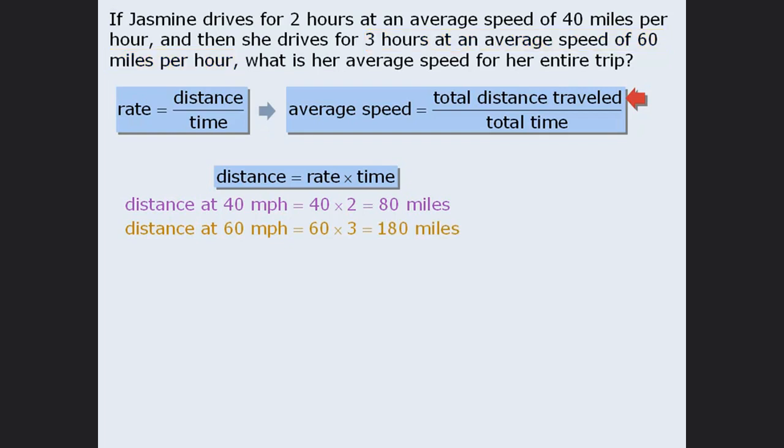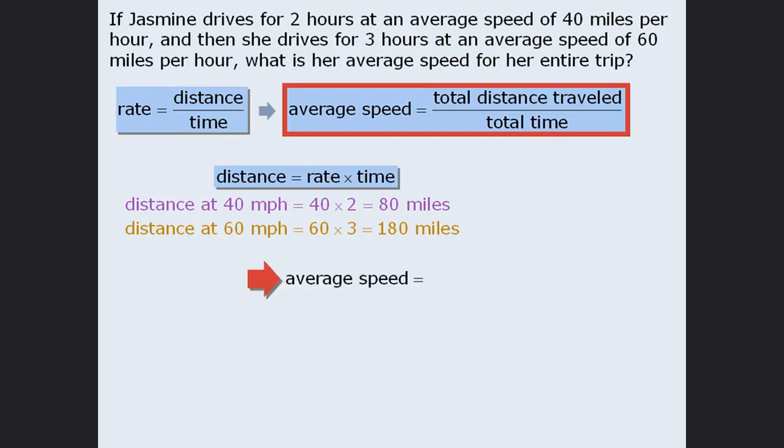At this point, we can add this information to the formula to find the average speed. The total distance traveled equals 80 miles plus 180 miles. Alright, now let's find the total travel time.